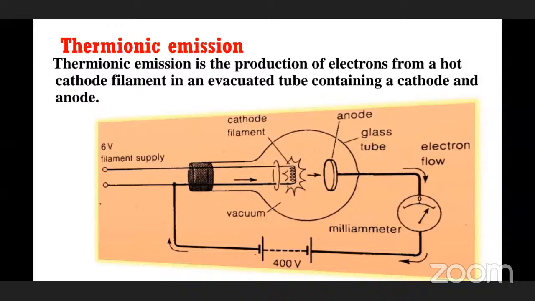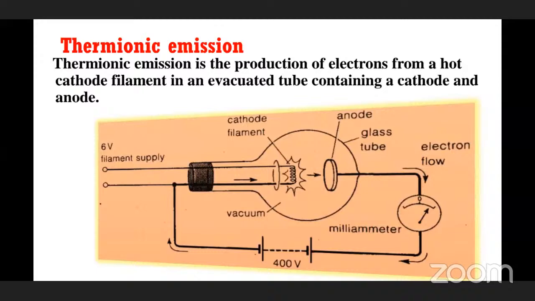So you can see that is how a question can be set. Why are we using an evacuated tube, or vacuum tube? Simply, it is to prevent the electrons from colliding with air, which reduces the kinetic energy of the electrons. So we've defined thermionic emission: the production of electrons from a hot cathode filament in an evacuated tube containing a cathode and an anode.